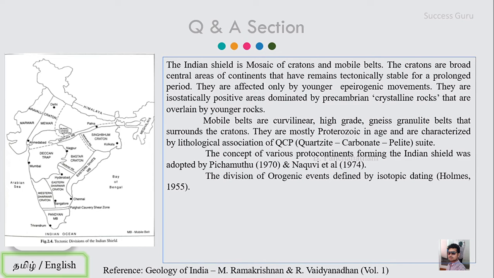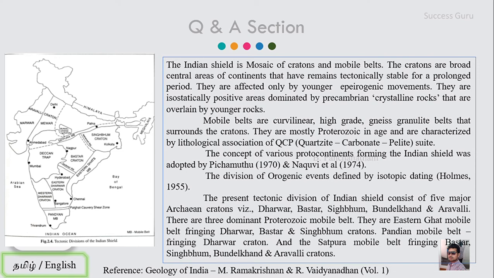According to that, the present tectonic division of the Indian shield consists of five major Archean cratons: Dharwar, Bastar, Singhbhum, Bundelkhand and Aravalli. These are the five major cratons, and there are also three dominant Proterozoic mobile belts. This is the Eastern Ghat mobile belt that is fringing the Dharwar Craton. There are two Dharwar cratons, the East and the West Dharwar Craton. Then there is the Bastar Craton and the Singhbhum Craton.